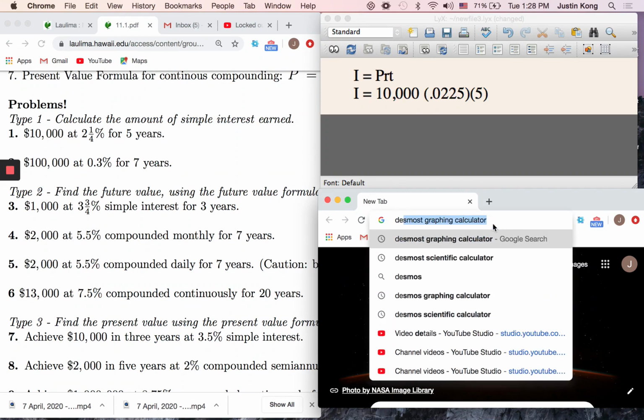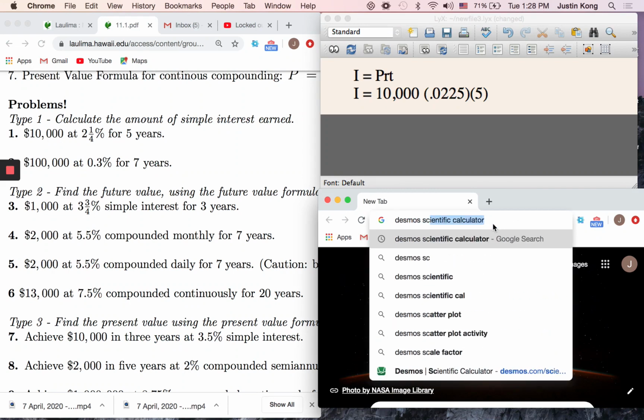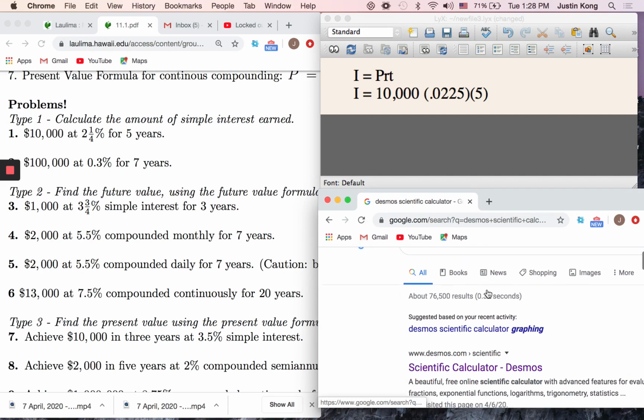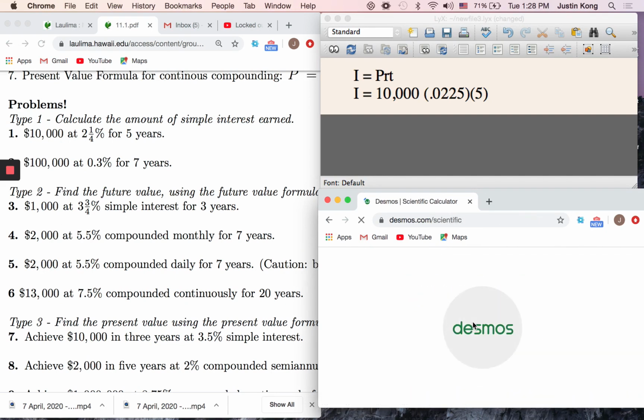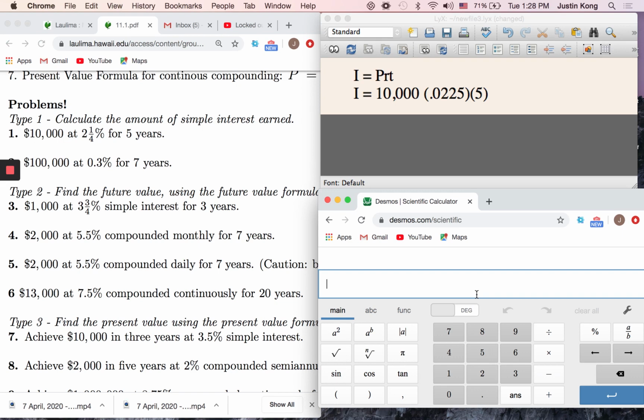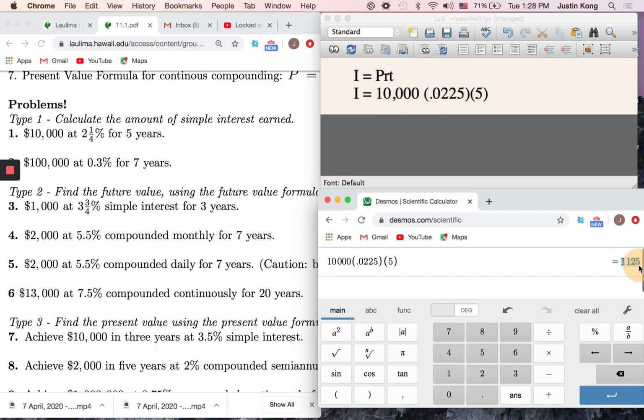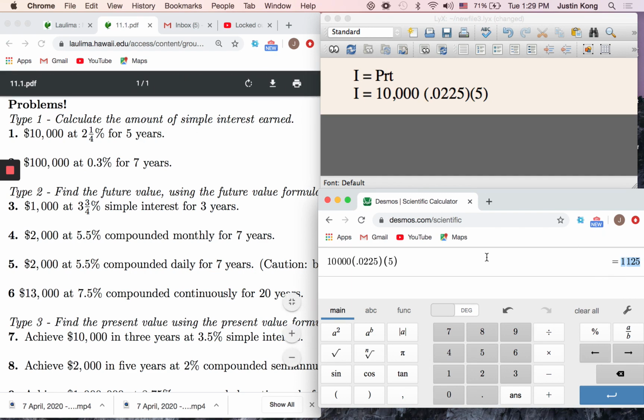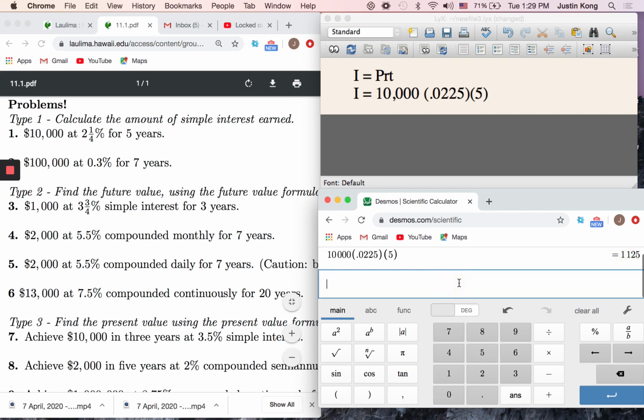Okay, what I'm going to use is the Desmos scientific calculator. Same one I recommended to you before. You can use this one as well online if you'd like to. So 10,000 times, or I can even write like this, times 0.0225 times 5 equals 1,125. So this is your answer right here. That's the interest. This is how much you would pay in interest over 5 years at 2.25% simple interest.